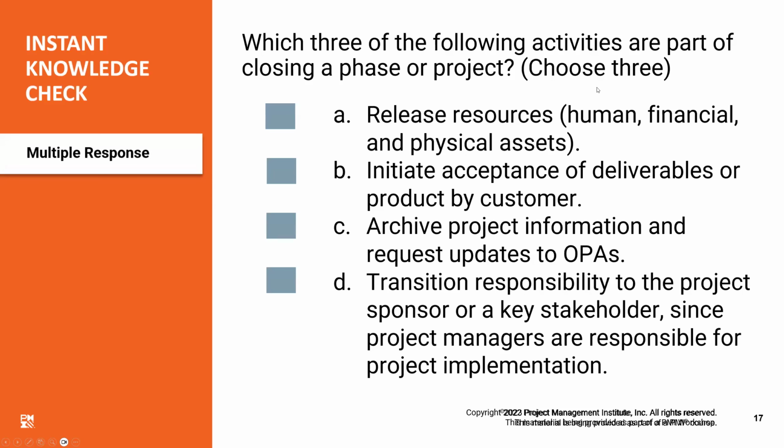Which three of the following activities are part of closing a phase or project? Three are correct. Release resources, initiate acceptance of deliverables or product by customer, archive project information and request updates to OPAs, transition responsibility to the project sponsor or a key stakeholder, since project managers are responsible for project implementation. A, C, and D. A, B, and C. Initiate acceptance of deliverables. Why initiate acceptance of deliverables or product by customer?